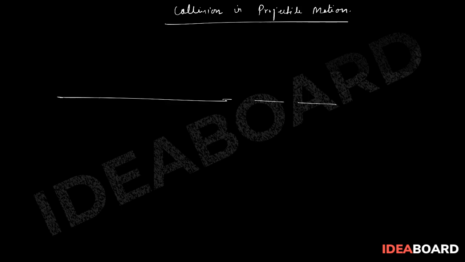In this video, I'll be discussing collision in projectile motion. So here, suppose that we have a projectile like this, and then it hits the ground further again at this point. Let's say the starting point is O, then it hits the ground at E.